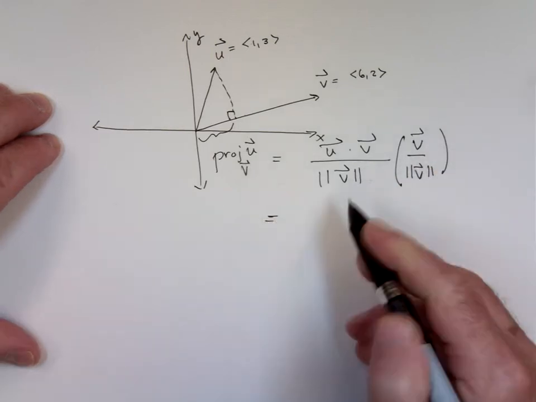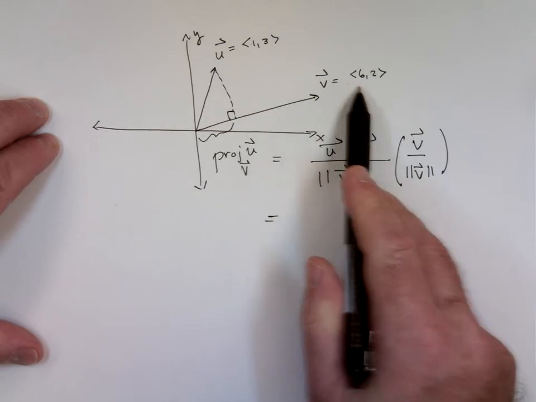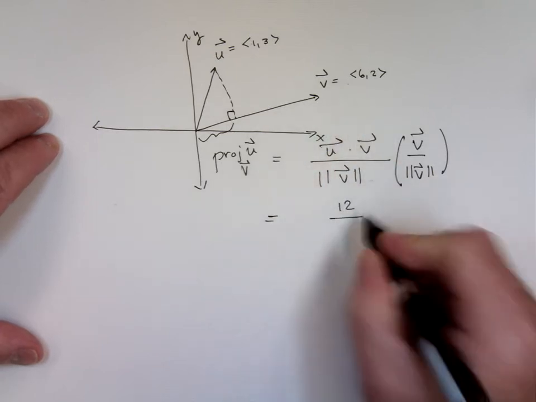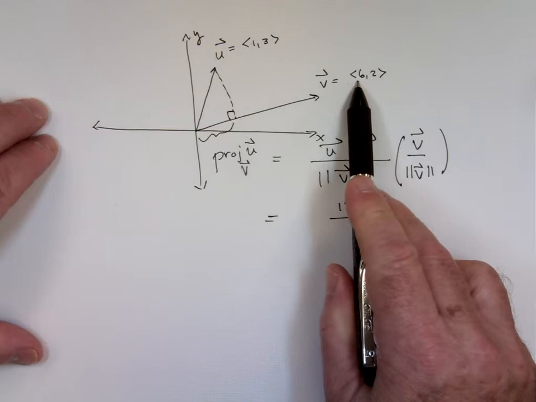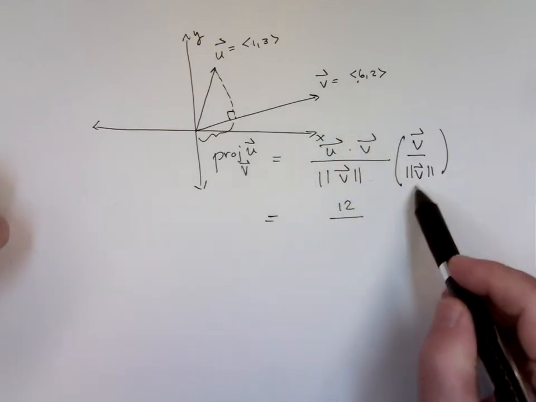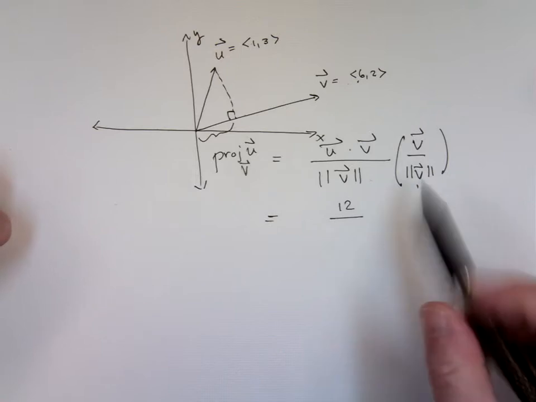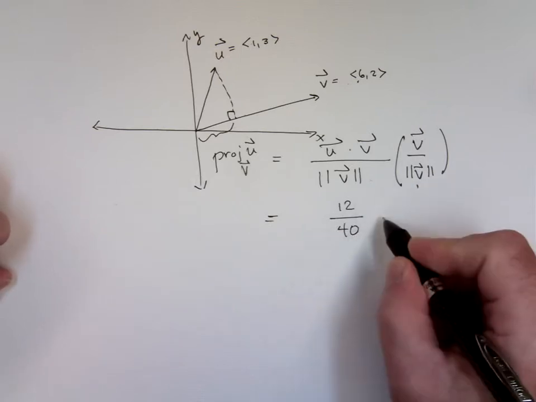So, dot product, 6 plus 6 is 12. The magnitude of V is the square root of 40 times another square root of 40. So it's the square root of 40 squared, which is 40, times V.